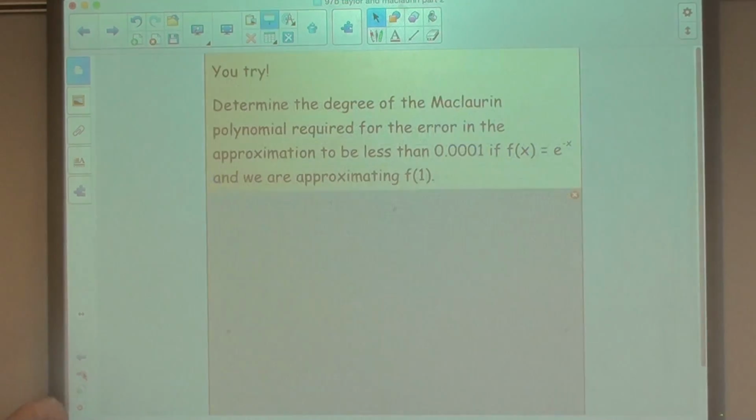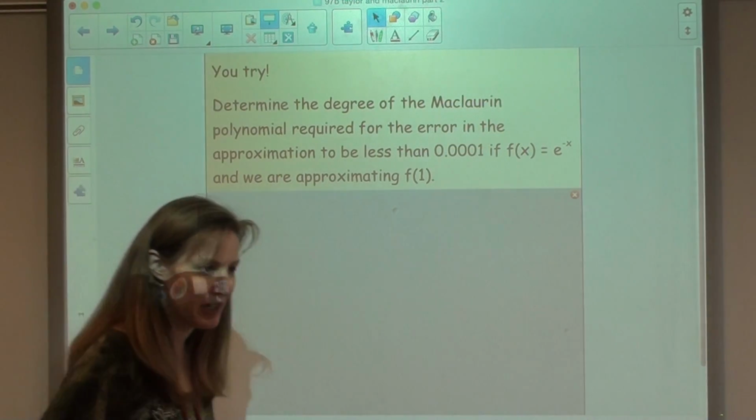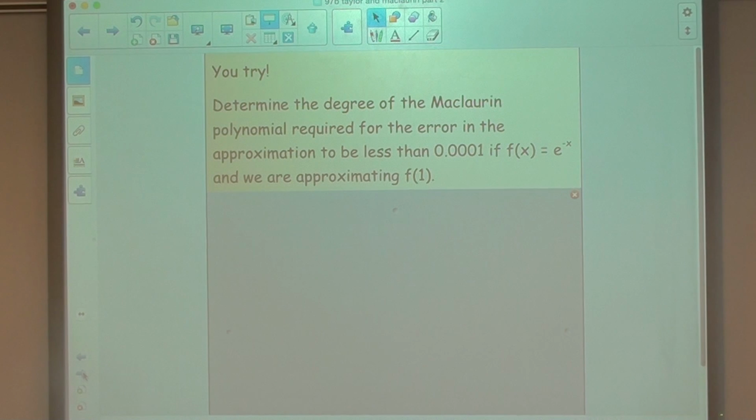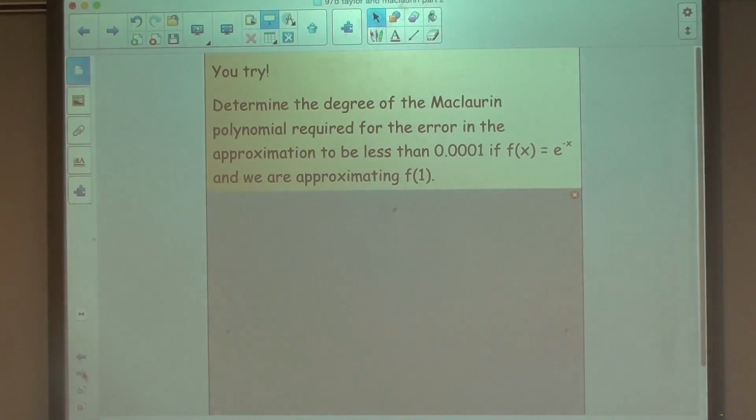All right, so everyone see if you can figure it out. With no help, I want to see if you can do this, start to finish. Start by plugging into your remainder formula. Plug in x, plug in c, and see if you can figure out that max value. The max value is the part that is a little tricky.